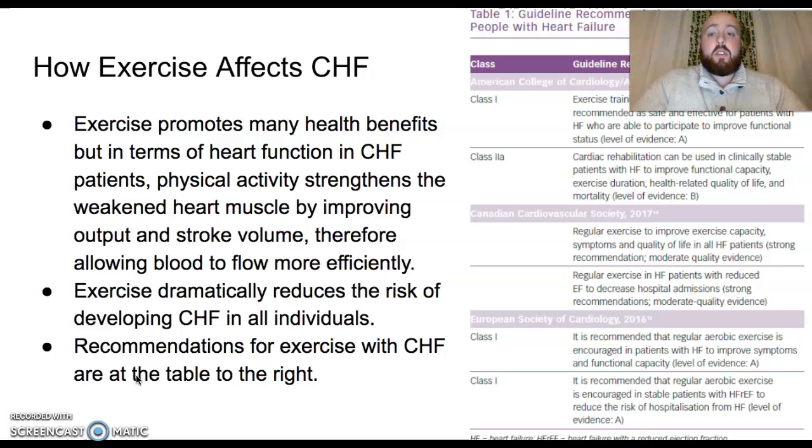Now, on the other hand, exercise can also affect CHF. Exercise promotes many health benefits in general, but in terms of specific heart function, physical activity strengthens the weakened heart muscles, improving output and stroke volume, allowing the blood to pump more efficiently, leading to less pooling of the blood. Exercise also dramatically reduces the risk of developing CHF in individuals without CHF.